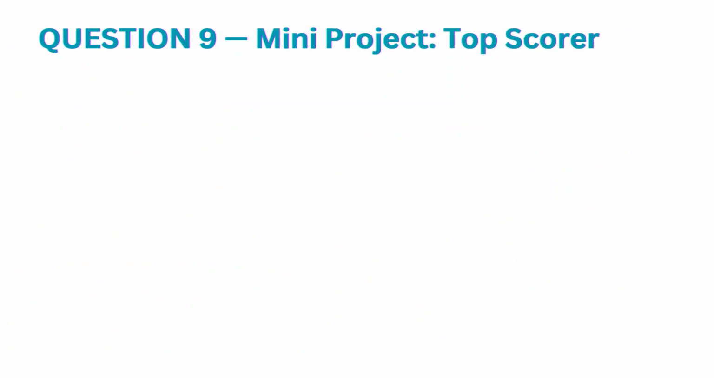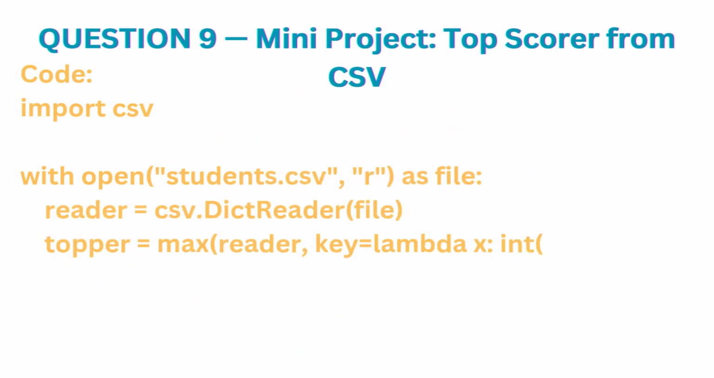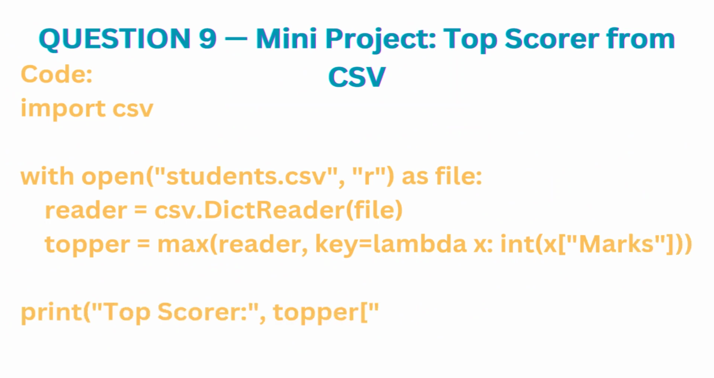And here is the mini project: top scorer from CSV. Find the highest value in a column, a task in exams or projects or reports. So here, import csv, with open function. Reader should be csv.DictReader. Topper should be max(reader, key=lambda x: int(x['marks'])). That should print the top scorer.